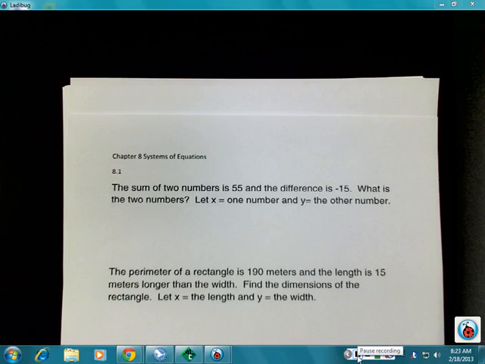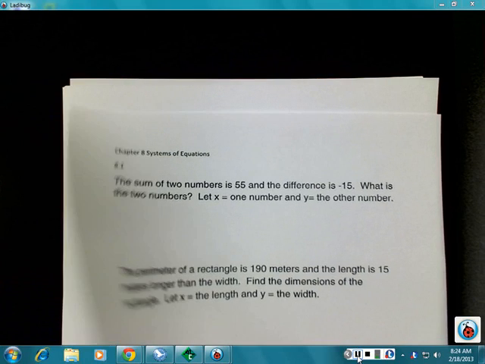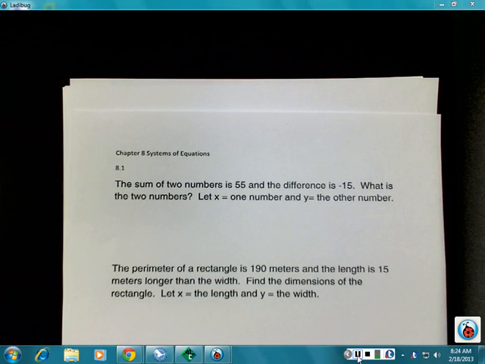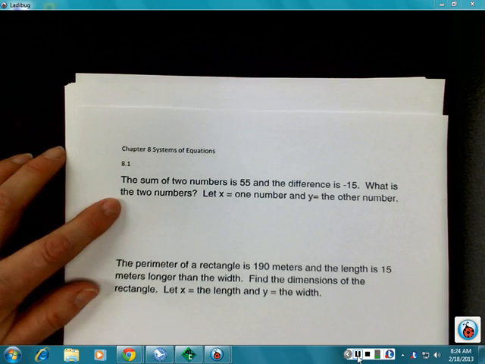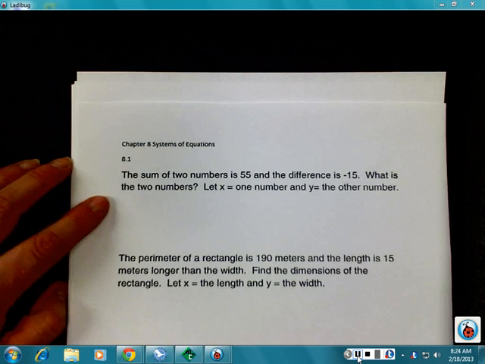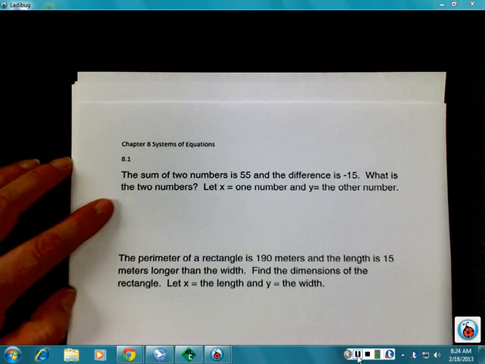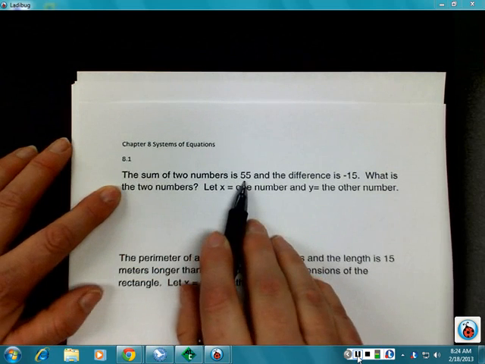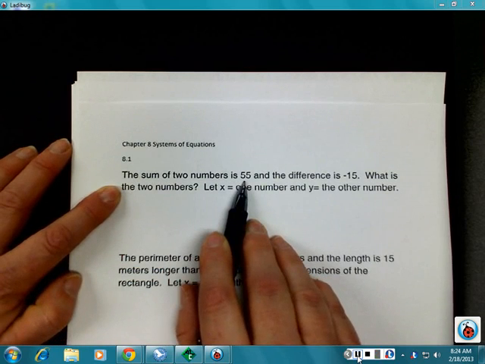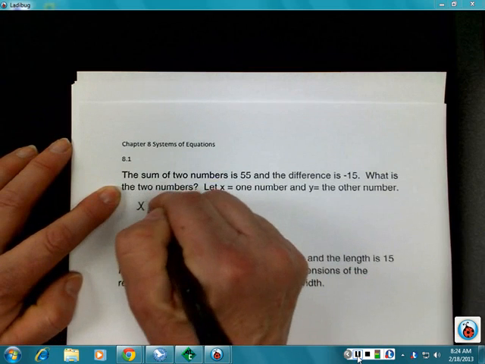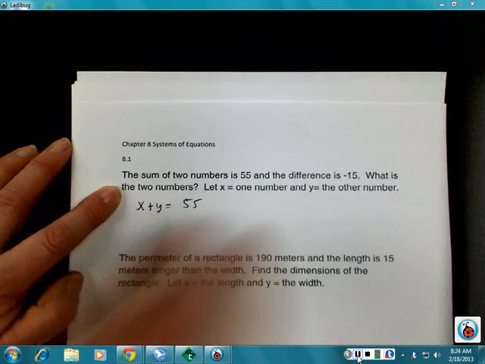In 8.1 there's actually 3 different types of story problems that can pop up in this area. And the first one in there is: the sum of two numbers is 55 and the difference is a negative 15. That's like the one we just left off with. So you'd have to come up with what your two equations would be. So the sum of two numbers, so what does that mean? Yep, adding. So that means x plus y equals 55.